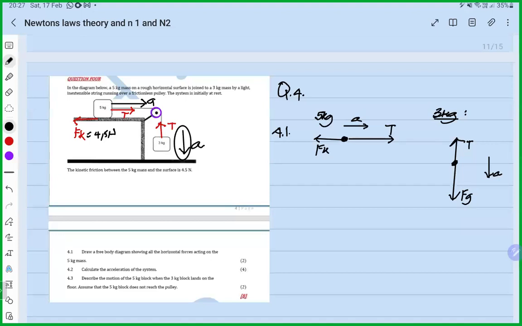Calculate the acceleration of your system. Again, this is what we would consider to be a typical example with Newton's laws, where they ask you to calculate the acceleration, and normally after that, they ask you to calculate the tension. Question 4.2. You set up an equation of motion, set up Newton's second law for the 5 kilogram.